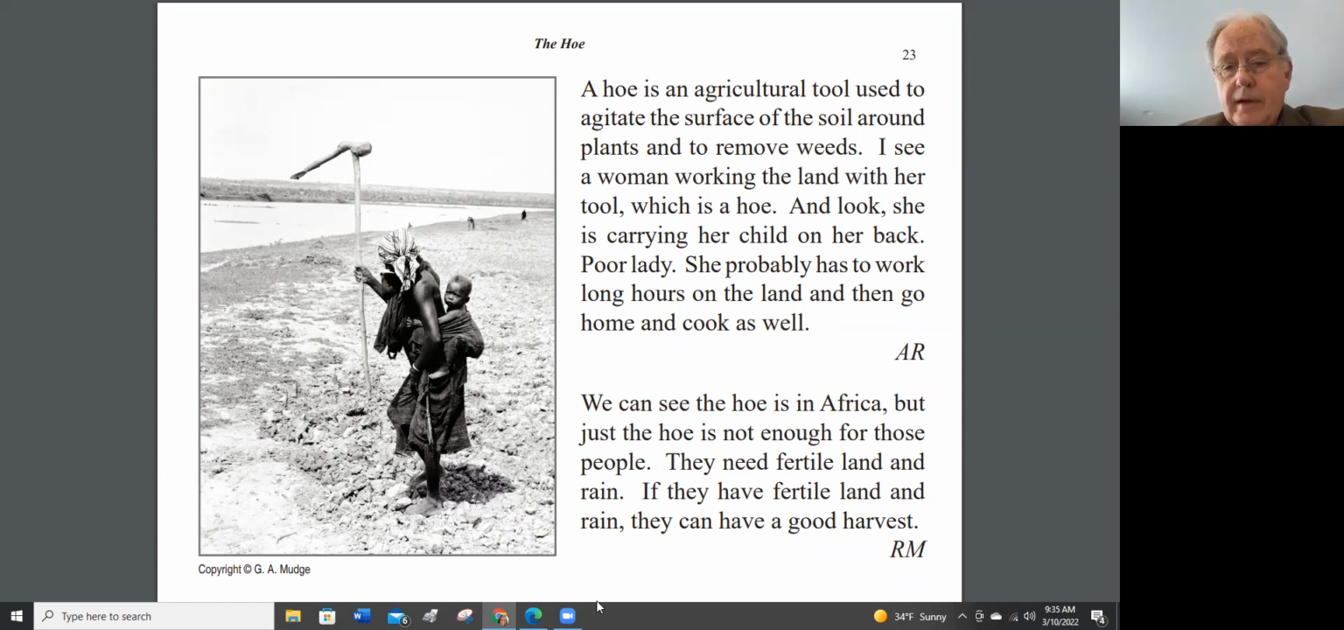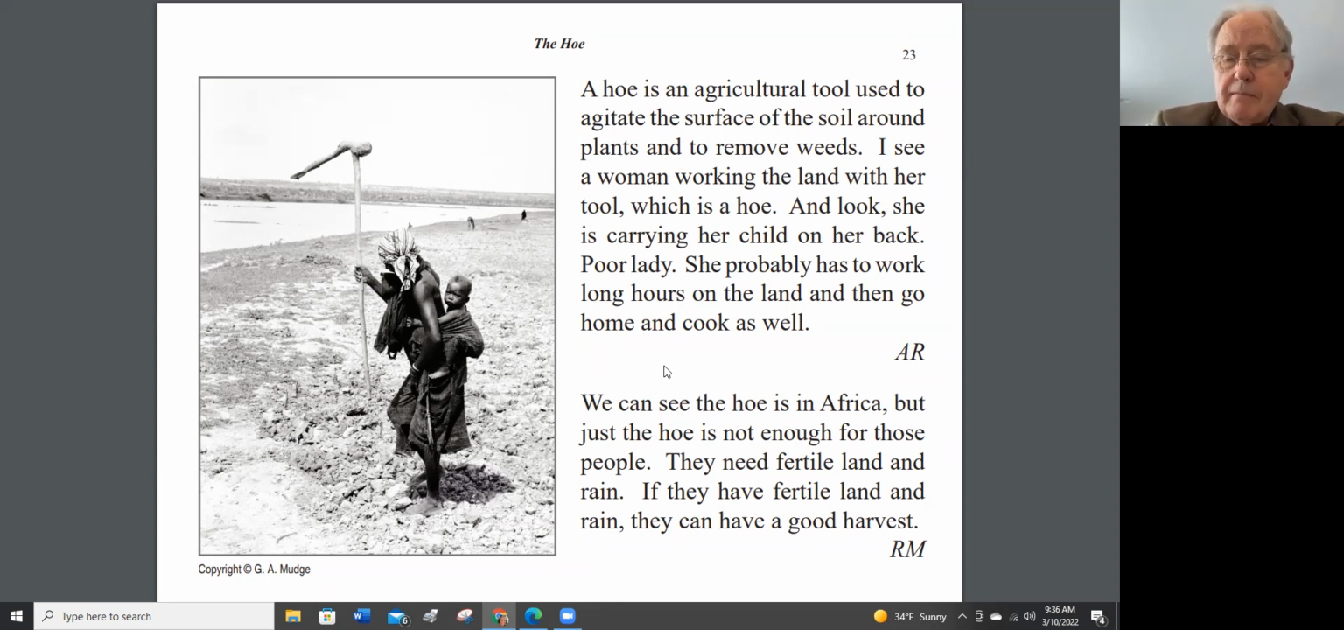Written by a young lady from Guatemala. The next is written by a young man from Guatemala. We can see the hoe is in Africa, but just the hoe is not enough for those people. They need fertile land and rain. If they have fertile land and rain, they can have a good harvest. Maybe that's the sentence to end on. If they have fertile land and rain, they can have a good harvest.